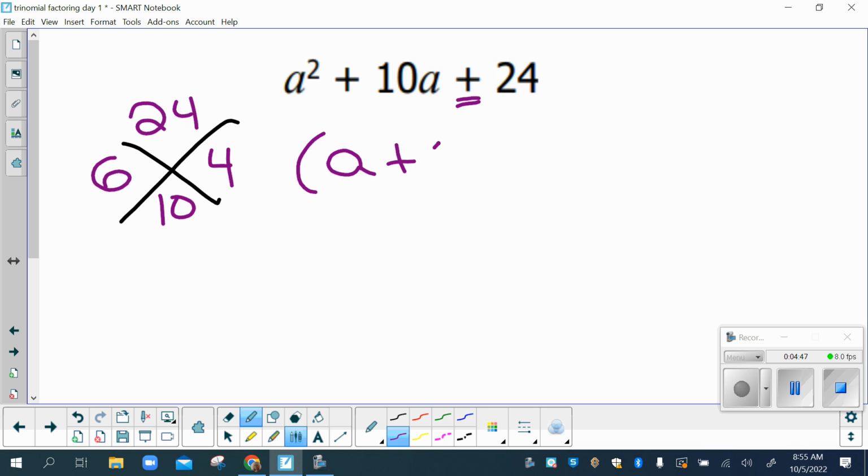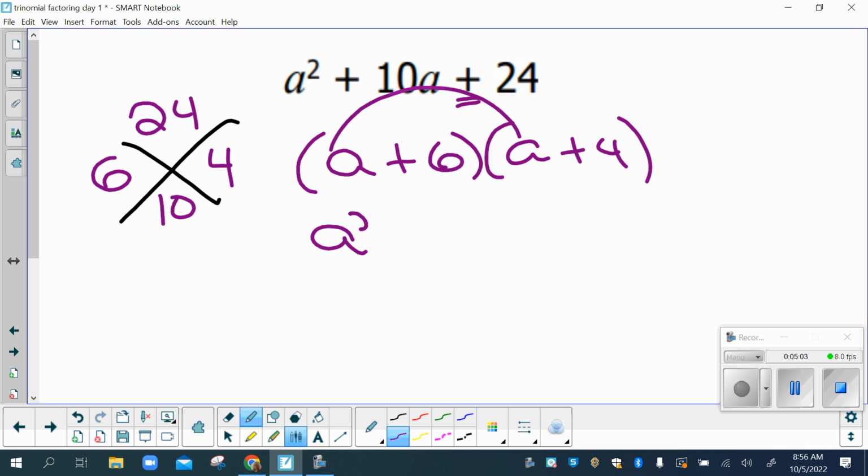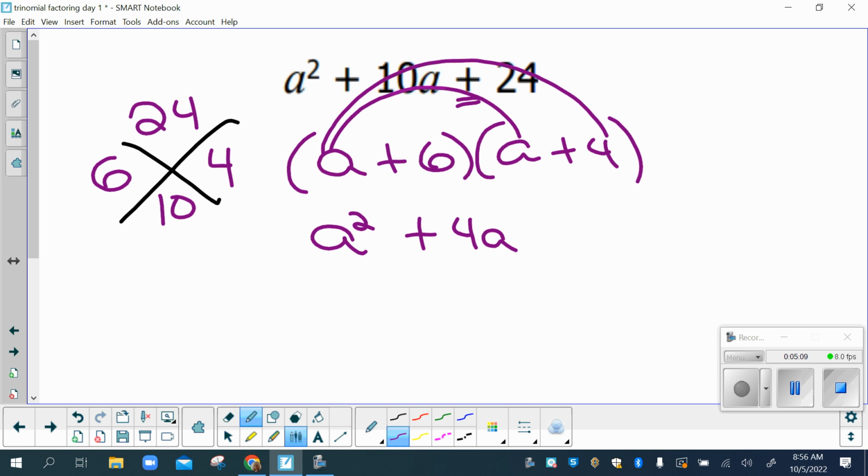And here's why. If you're thinking, what the heck? Watch what you could do if you wanted to. You do not have to, but if you multiply this out, you get back to where we started. I'm just going to prove that to you. A times A is A squared. A times 4 is 4A. 6 times A is 6A, and 6 times 4 is 24.